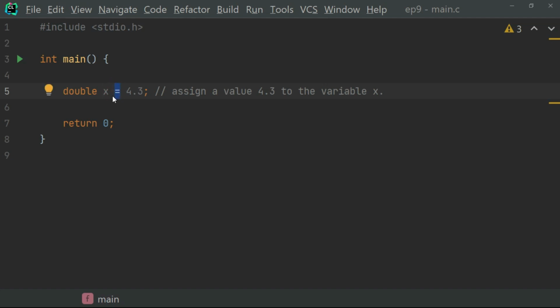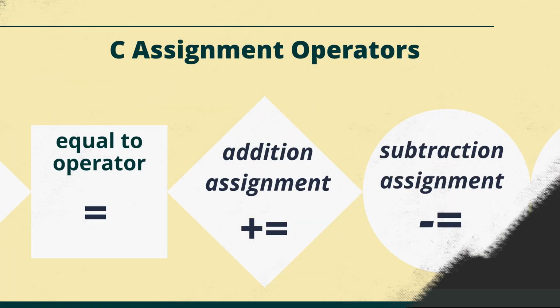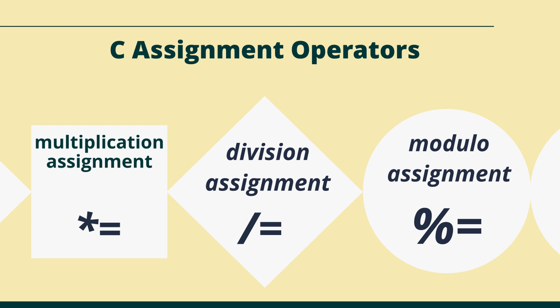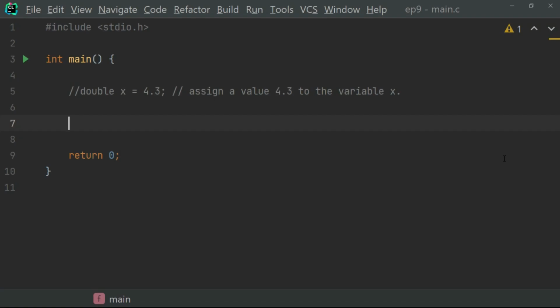equal to operator. The C programming language also provides a set of shorthand assignment operators that allow us to perform both the assignment and mathematical operation. They include. Let us now look at a few examples with some of these operators to see how they work.